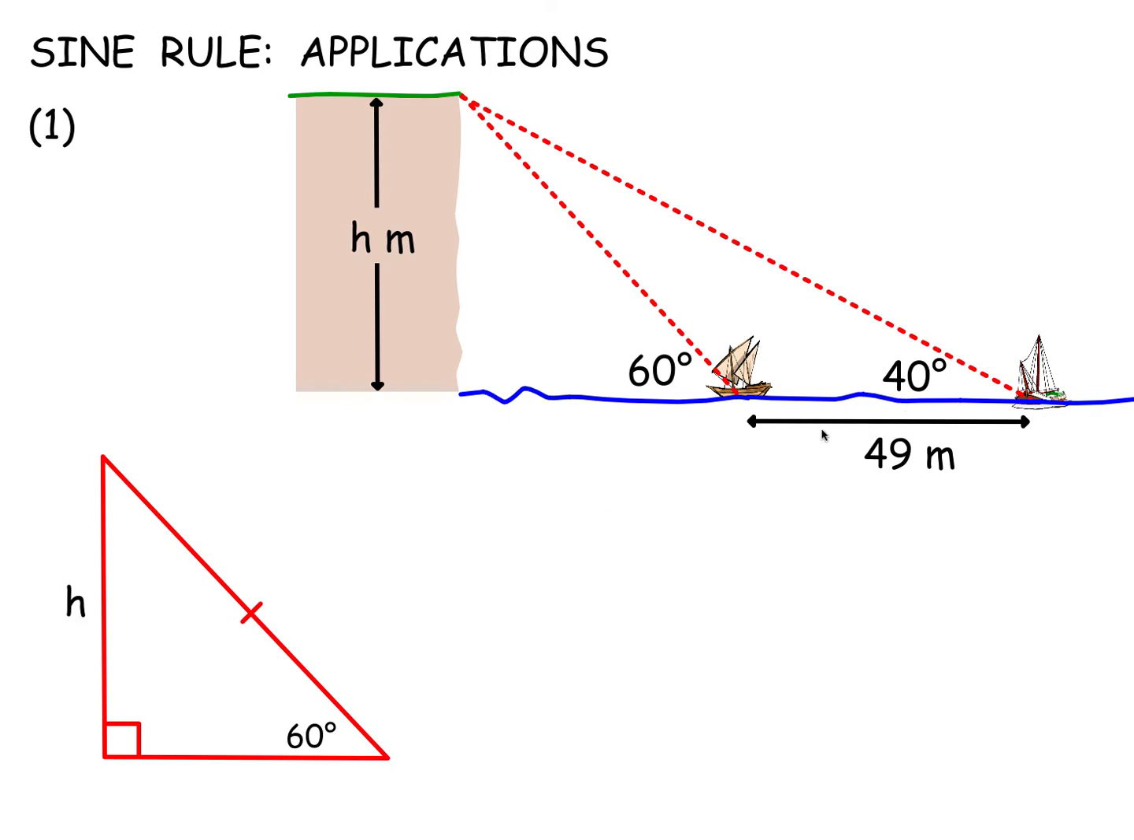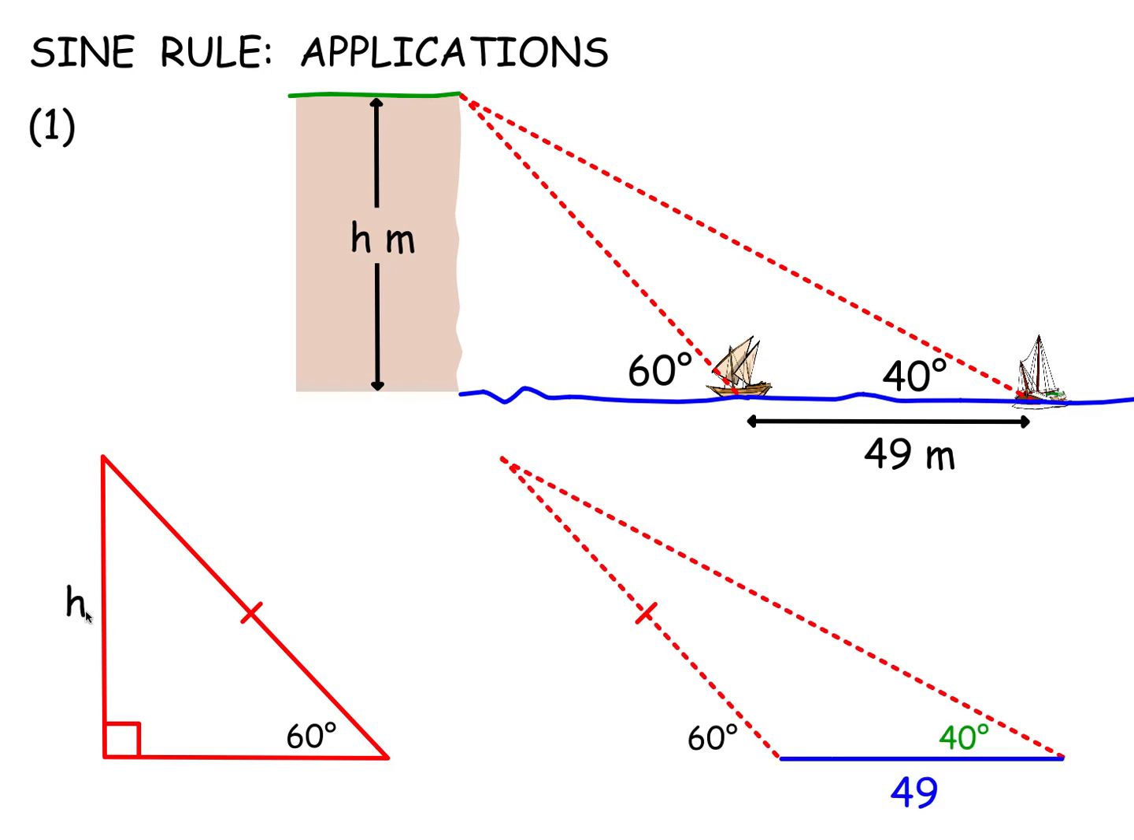However, we've got a side here, 49. We've got an angle, 40 degrees, in another triangle using these dotted lines. Like that. That's 40 degrees, that's 49, that's a side and an angle, so that's an improvement. We also have 60 degrees here. And remember, it's the distance between the ships right out to the base of the cliff, so it's a horizontal line. It's not the actual sea, it's the line between these positions.